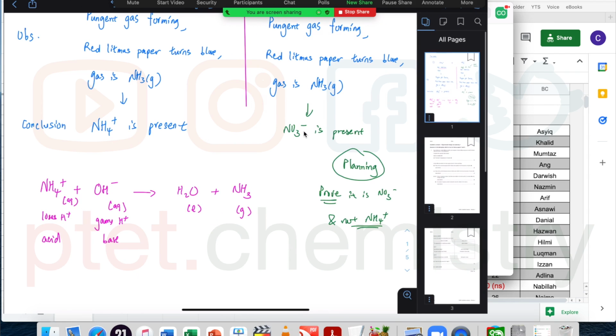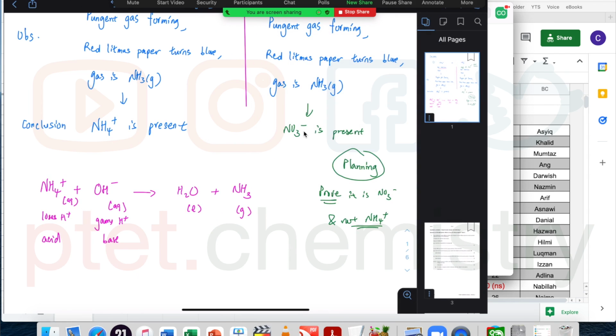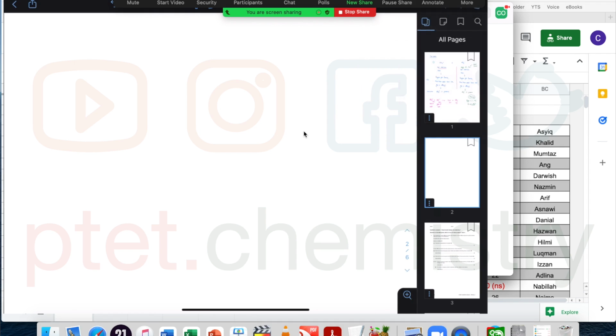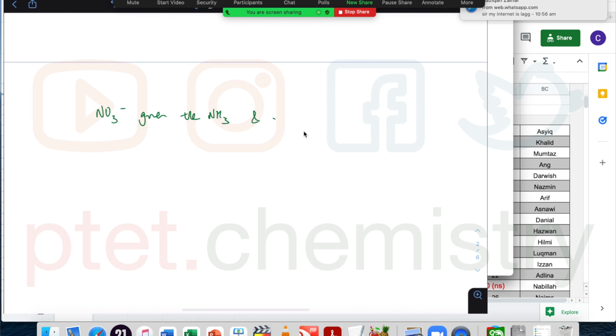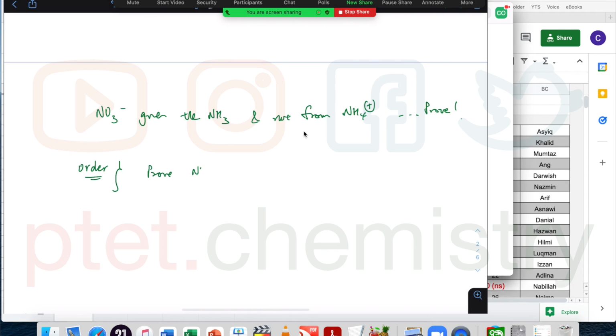So how do you address this false positive? This is a real O-level planning question, so you need to be aware of it. And sometimes when we go back to the lab, you experience this. So NO3- gives the NH3 and not from the ammonium. How can I prove this? The order of doing things is you have to prove NH4+ first. You have to remove all ammonia. This is the idea: remove all ammonia from the ammonium first.